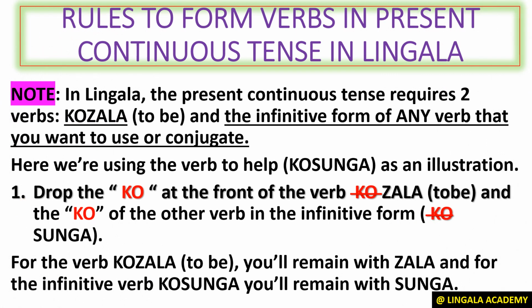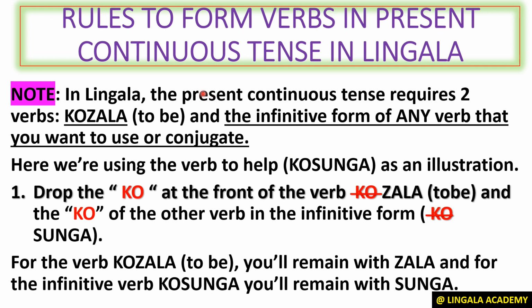Now let's learn about the rules to form verbs in present continuous tense in Lingala. Note that in Lingala, like I said, the present continuous tense requires two verbs. Always, you need to put the verb to be or kozala followed by the infinitive form of any verb that you want to conjugate. For this example, we're going to use the verb to help or kosunga. Kosunga.